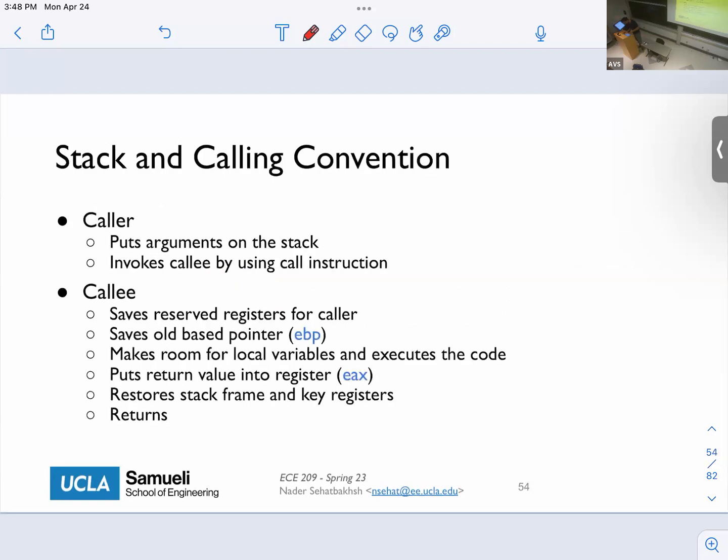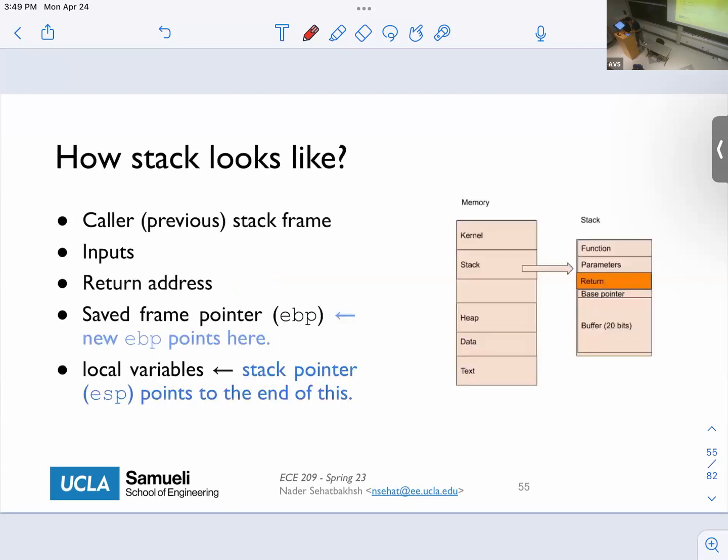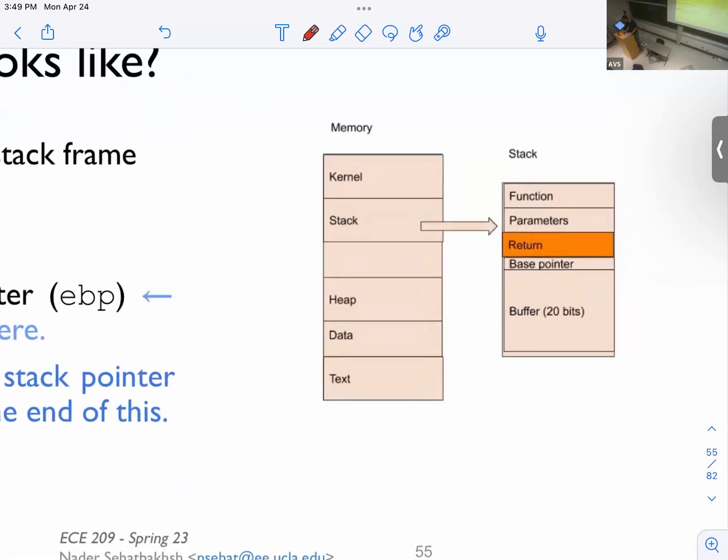All right. So these are a combination of these, and a little bit more details about this. I'm going to skip this for now. But the caller and callee are going to do different things. They're going to save stuff and so on and so forth. But this would be how your stack would look like.